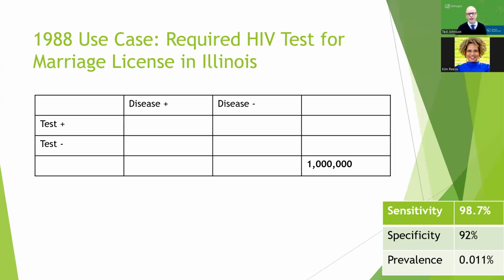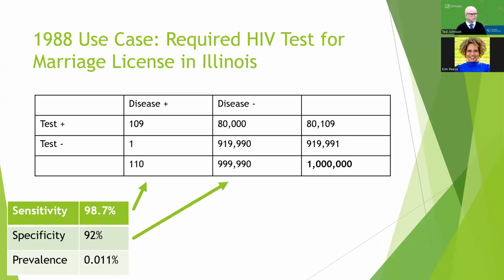All right, so let's fill this out and get to the right answer. In general, to fill out this 2x2 table with the totals on the side and at the bottom, you start with a hypothetical population. It doesn't matter what number you start with, but when you're dealing with really low numbers like a prevalence of 0.11%, it's great to start with 1 million. That gives you a prevalence of 110 people with disease, and then you subtract from 1 million to get the number without disease.